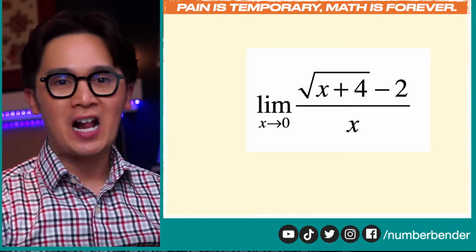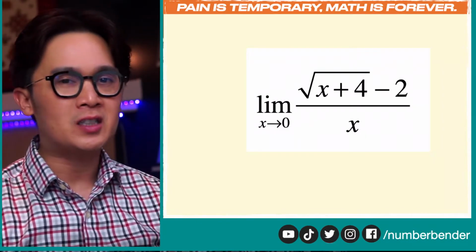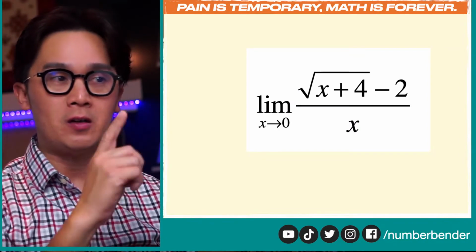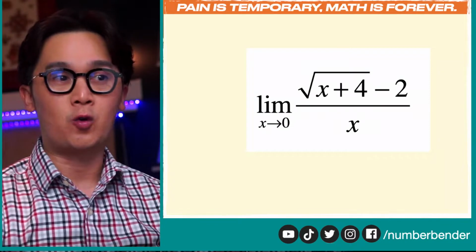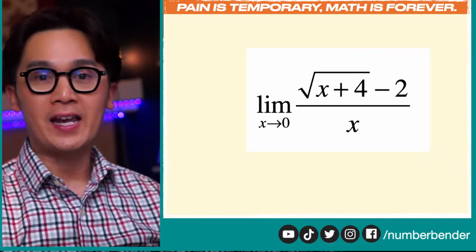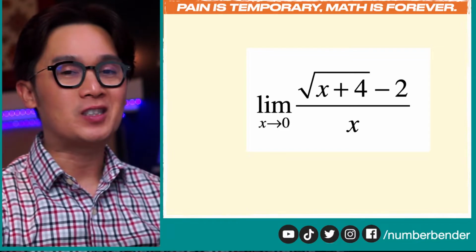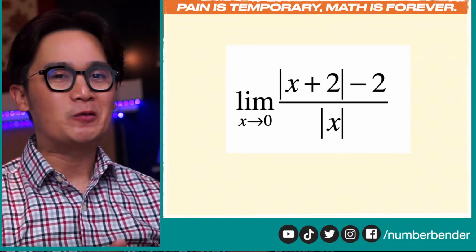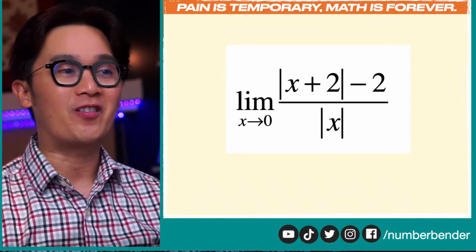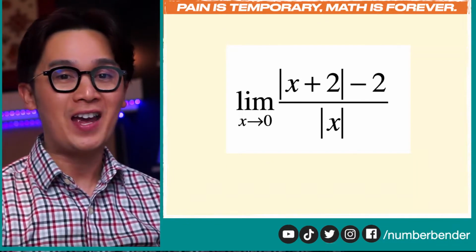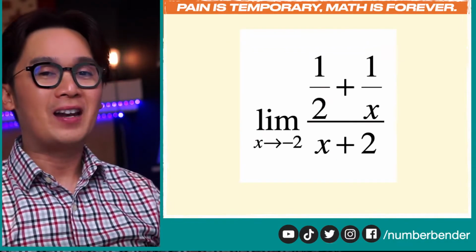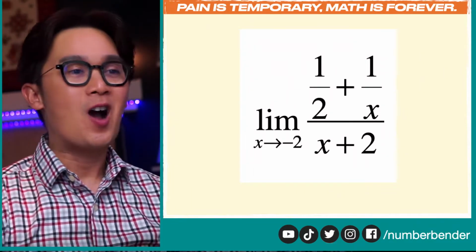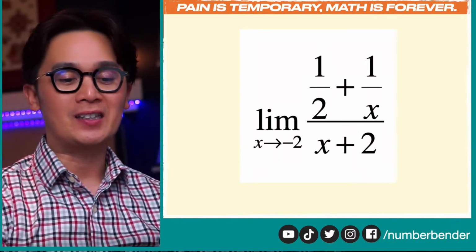So to get yourself acquainted with some of the functions that you might see and solve in finding the limit of a function, one of them would be the limit of the square root of x plus 4 minus 2 all over x as x approaches 0. So it's kind of like a tongue twister here, but once you get used to it, you'll be able to read it like limit of the absolute value of x plus 2 minus 2 all over the absolute value of x as x approaches 0, or the limit of this complex fraction, 1 over 2 plus 1 over x all over x plus 2, as x approaches negative 2.